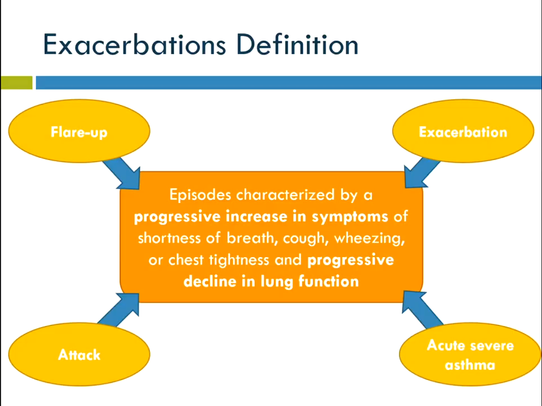Remember the first day we talked about symptoms being variable. Sometimes the frequency changes, sometimes the severity changes. In an exacerbation, the symptoms are progressively getting worse, like in real time, like you've been watching. Characterized by shortness of breath, often reducing chest tightness, and progressive decline in lung function.